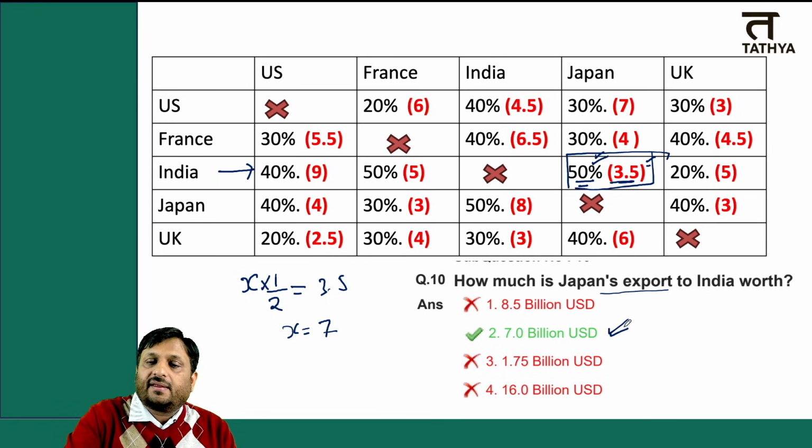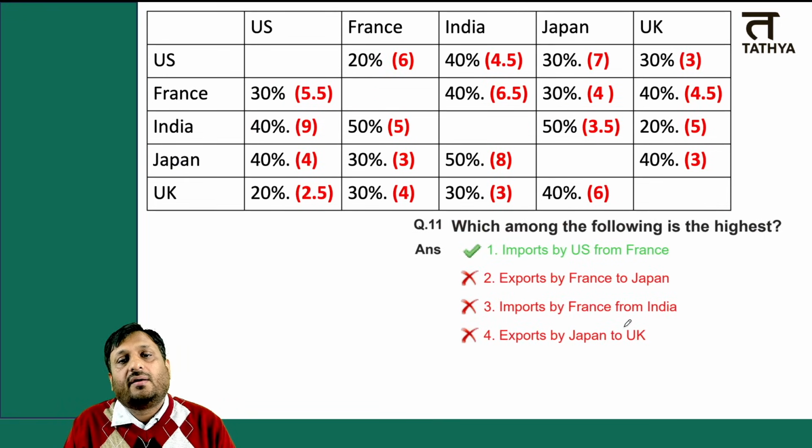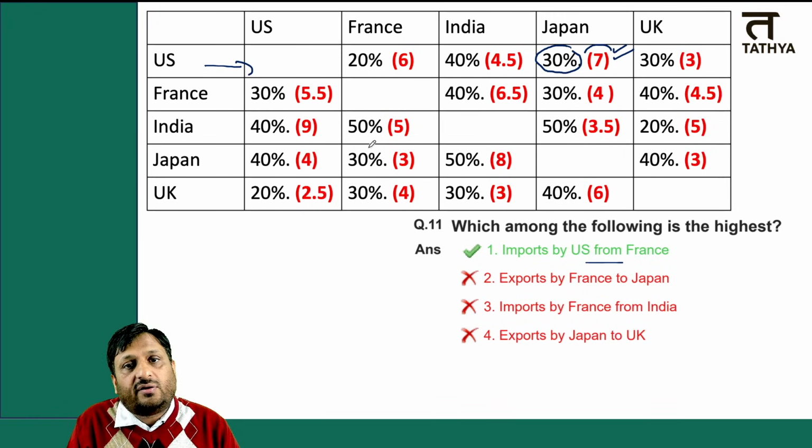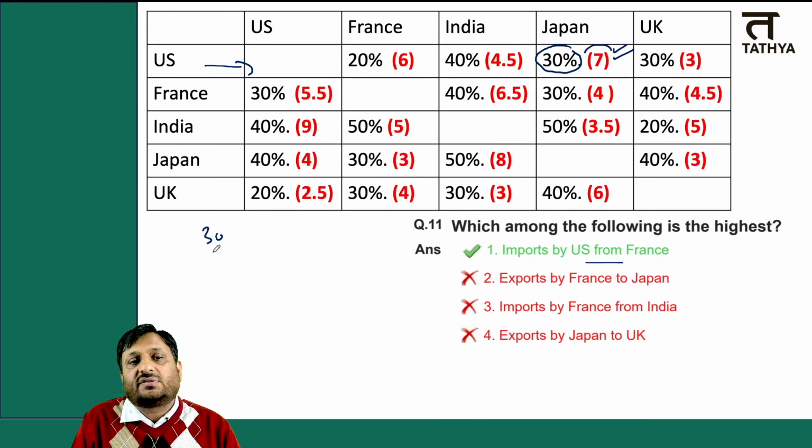Easy peasy. Now, next question. Which among the following is highest? So let us check. Import by US from Japan. The US is charging 30% tariff, and the total tariff is $7 billion. So let's say 30% of total import value is $7 billion. So X must be 70 by 3. This value is coming out as 70 by 3.